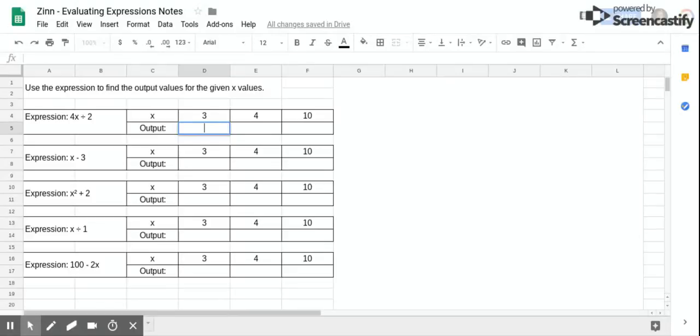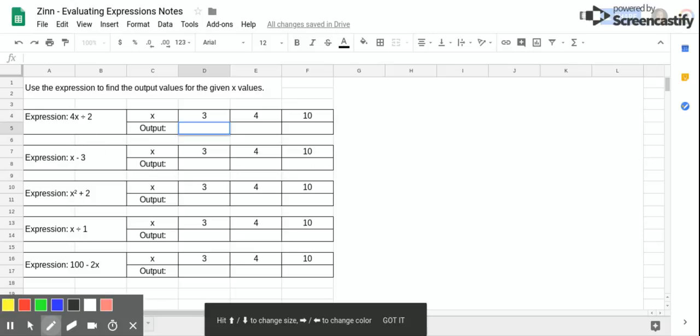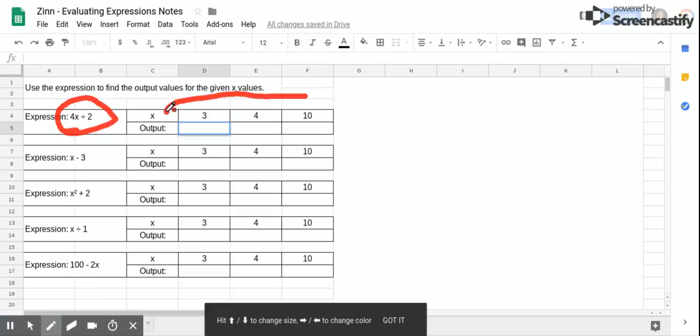These notes are similar to what you learned yesterday, except for now you're seeing it in a table format. And whenever you're looking at it in a table, we use the words input and output. But essentially, it's the same thing as what you learned yesterday. So on this first one, it says the expression is 4 times x divided by 2. So these are the numbers I want you to sub in for x. Whoops, 3, 4, and 10.